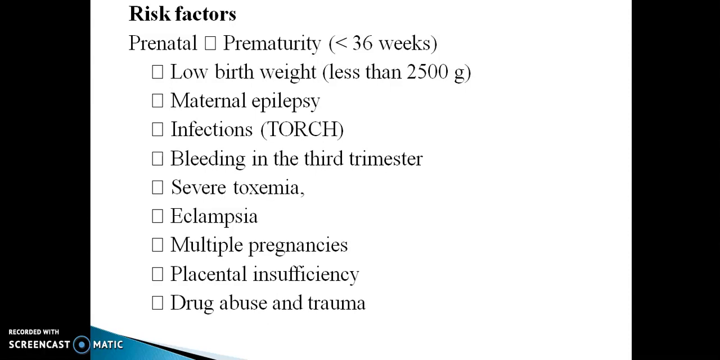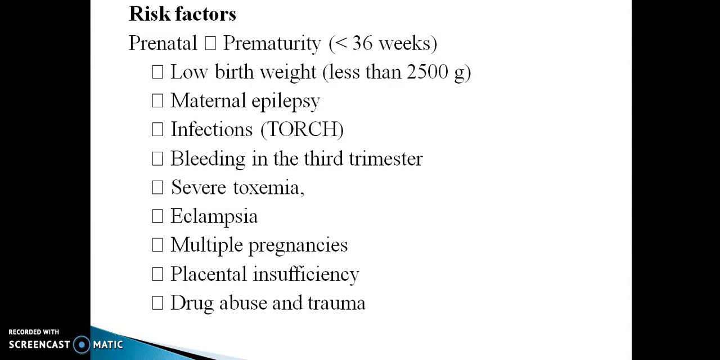Looking into the other risk factors, maternal epilepsy: if the mother is an epilepsy patient, the chances of the child having cerebral palsy are higher. Infections are also common, the TORCH infections: toxoplasmosis, rubella, cytomegalovirus, and herpes simplex. We put it in a simplified short form, TORCH. These infections in the mother can lead to cerebral palsy in the child.